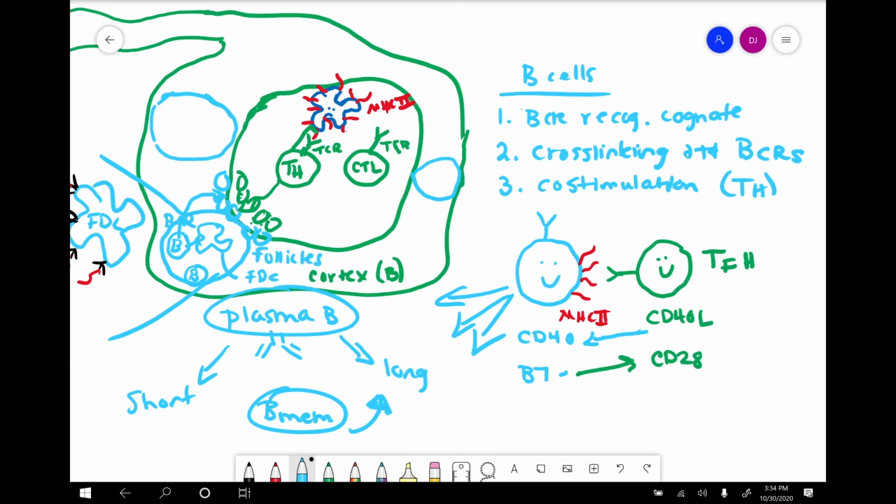Okay, so the other thing to remember is this is the case for like 99% of all B cells. There is that other pathway where B cells can be activated by super antigens that cross-link a ton of BCRs and sort of bypass the requirement for that co-stimulation step.